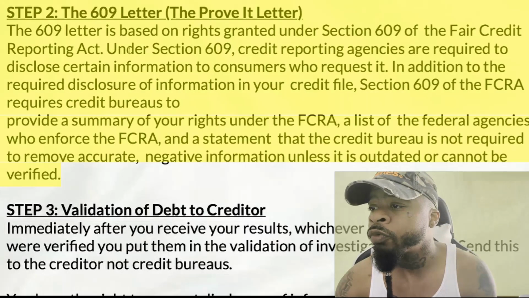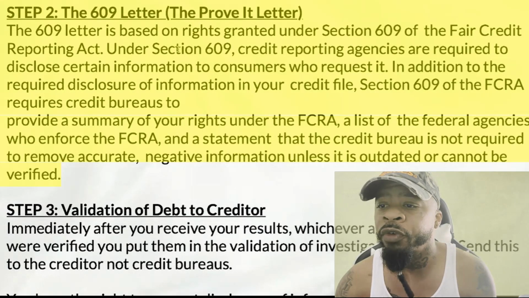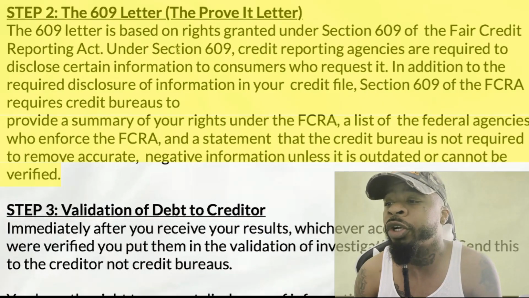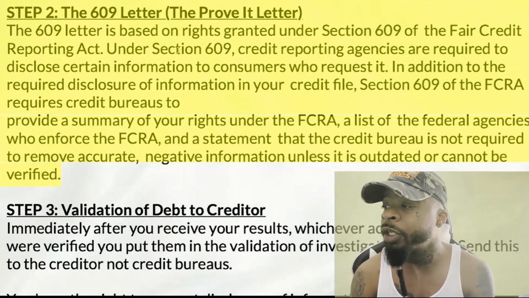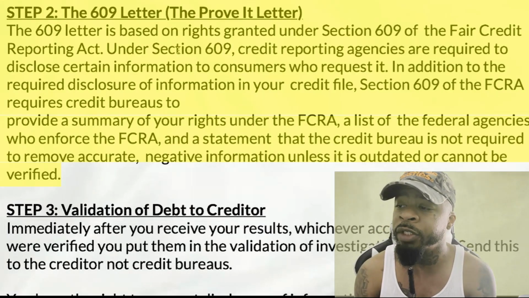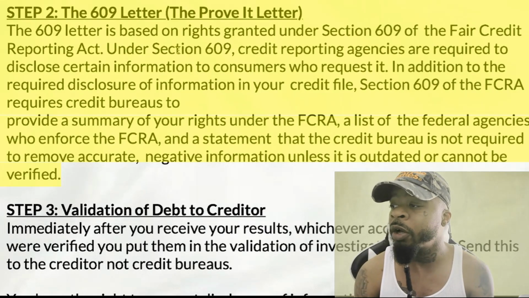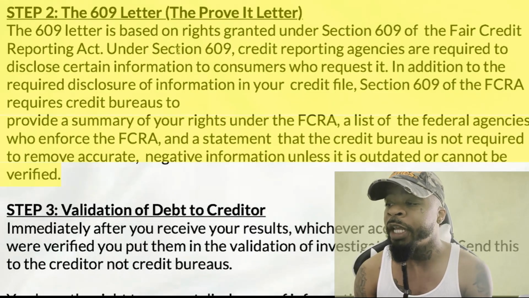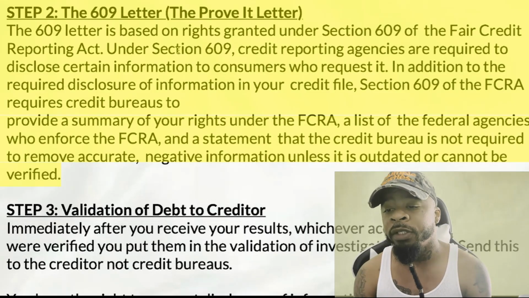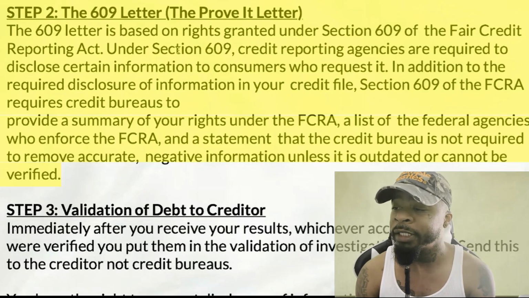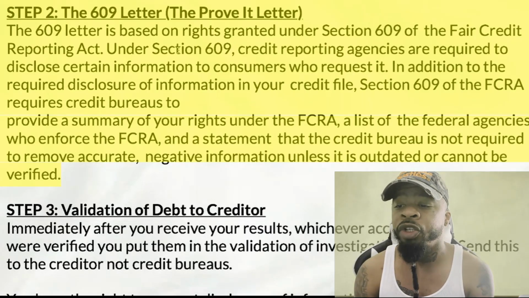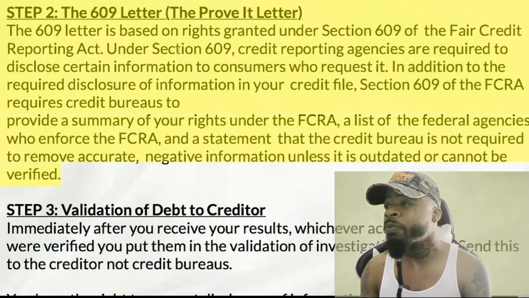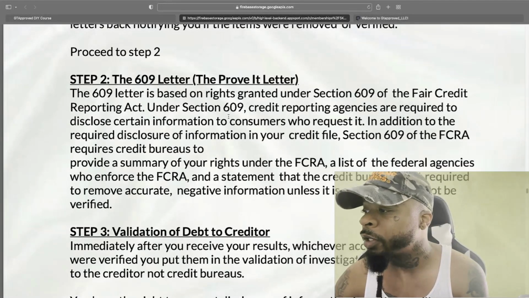The 609 letter is based on rights granted under Section 609 of the Fair Credit Reporting Act. Under Section 609, credit reporting agencies are required to disclose certain information to consumers who request it. In addition to the required disclosure of the information in your credit file, Section 609 of the FCRA requires credit bureaus to provide a summary of your rights under the FCRA, a list of the federal agencies who enforce the FCRA, and a statement that the credit bureaus are not required to remove accurate negative information unless it is outdated or cannot be verified. So now we want to verify this information.